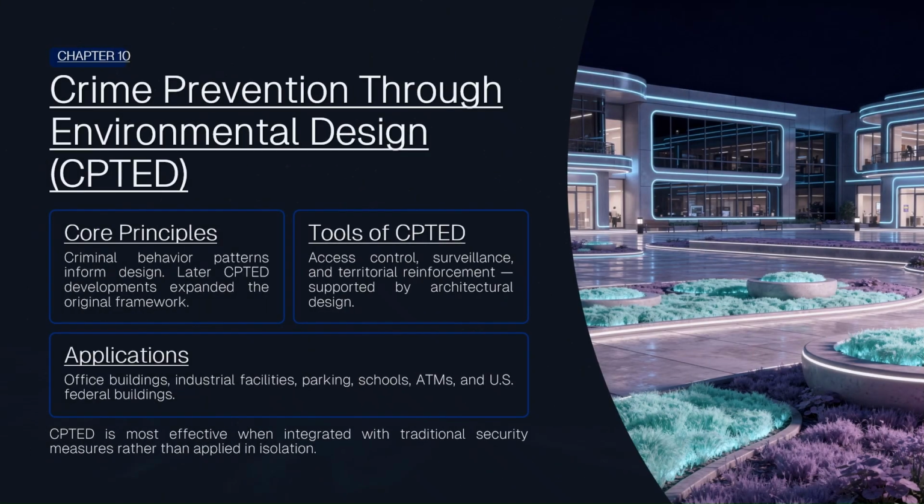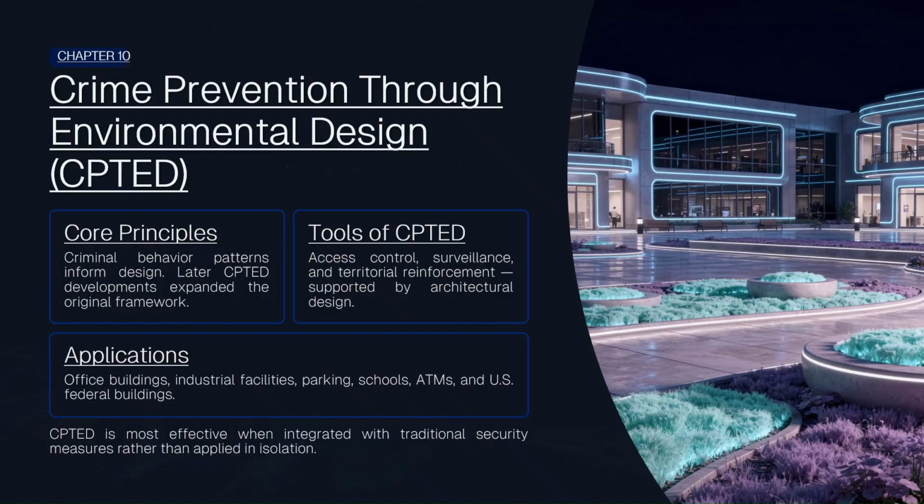Crime prevention through environmental design, commonly known as CPTED, focuses on reducing crime by influencing the design and layout of the physical environment. CPTED is built around several core principles. These include natural surveillance, natural access control, and territorial reinforcement, concepts that encourage visibility, guide movement, and establish a sense of ownership over spaces. By designing environments where activities are visible and access points are clearly defined, opportunities for crime can be significantly reduced.